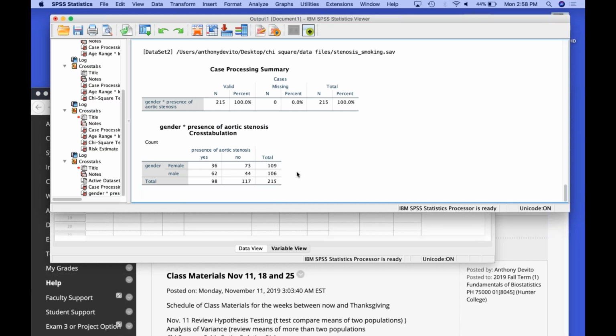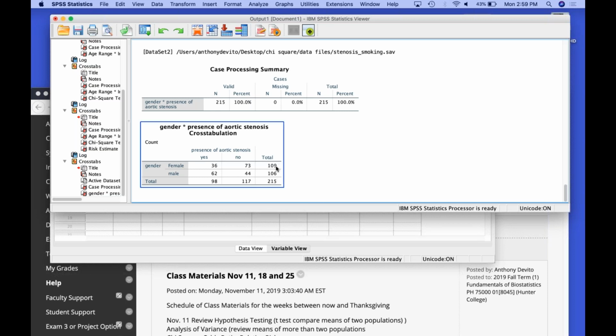The way you would calculate the expected values is you would combine all of the people who don't have aortic stenosis and all that do have aortic stenosis. So you have a total for people who have the disease out of the total number of people. 98 over 215 is the prevalence of aortic stenosis. If there's no difference between male and female, you would expect them to both have the same rate of aortic stenosis. Now that you know what the prevalence is, for argument's sake, say it's 50%.